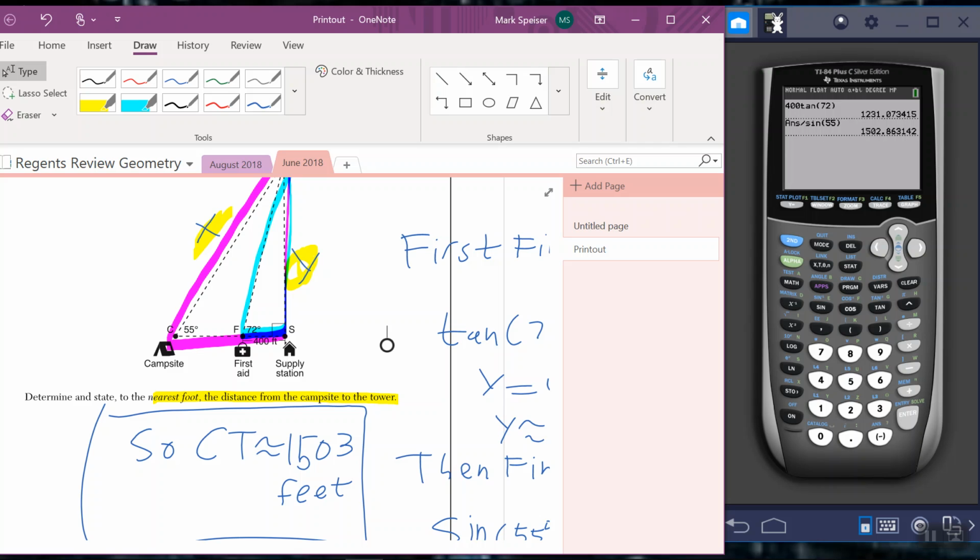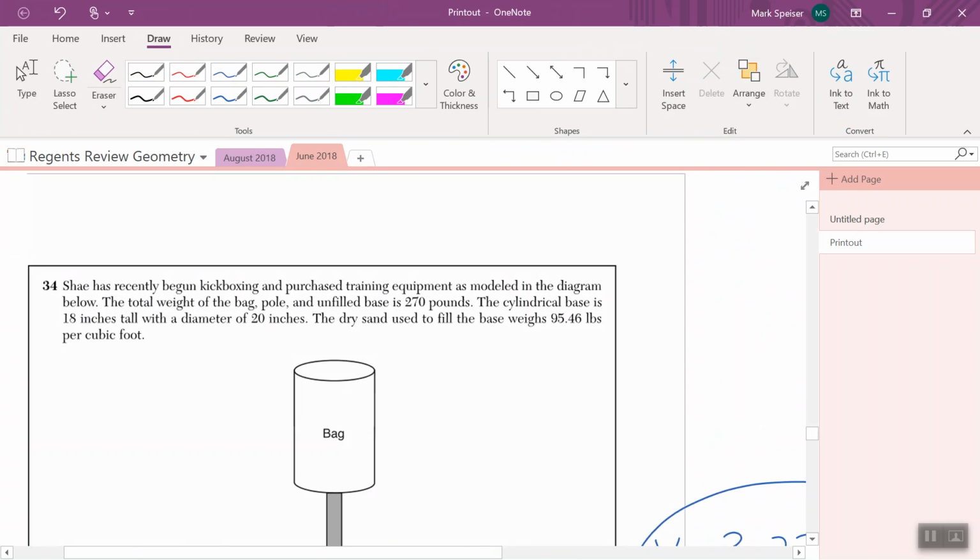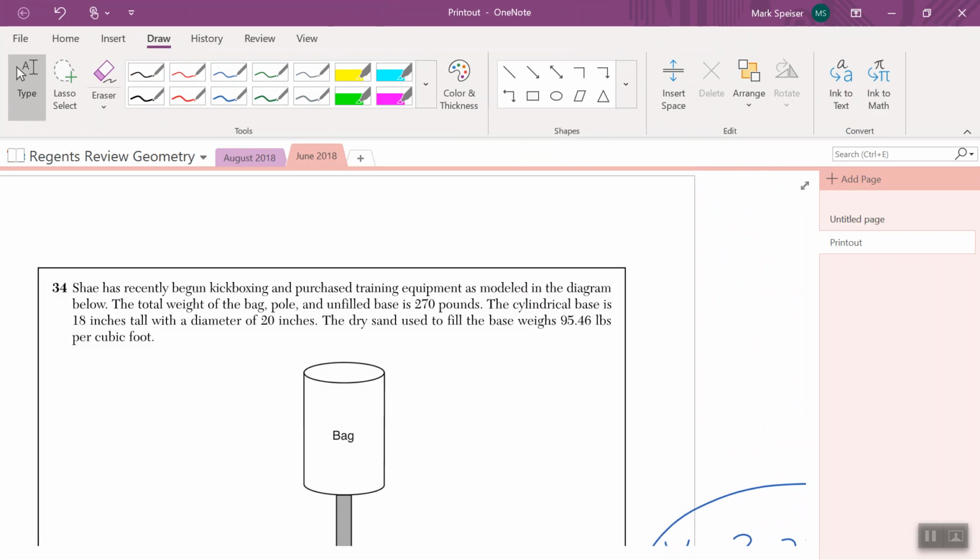On to the final question in this section, which is the volume question, question 34. Shay has recently begun kickboxing and purchased training equipment as modeled below. The total weight of the bag, pole, and unfilled base is 270 pounds. The cylindrical base is 18 inches tall with a diameter of 20 inches, and the dry sand used to fill the base is 95.46 pounds per cubic foot.